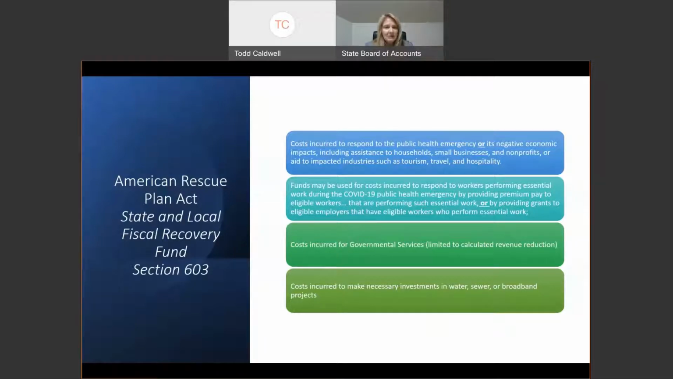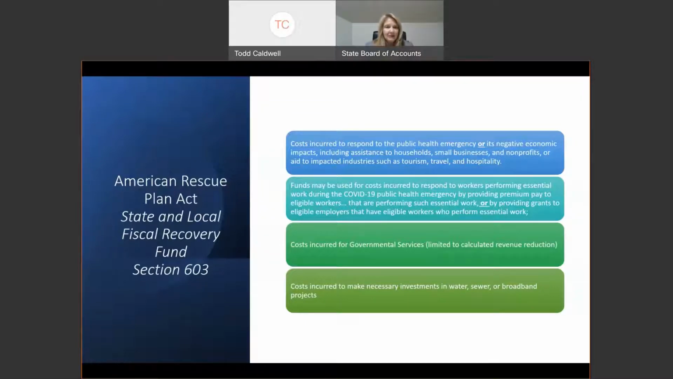The first one is costs incurred to respond to the public health emergency or its negative economic impacts, including assistance to households, small businesses, not-for-profits, or aid to impacted industries. Secondly, funds can be used for costs incurred to respond to workers performing essential work during the COVID-19 public health emergency by providing premium pay to eligible workers that are performing the essential work, or for eligible employers. Thirdly, it can be costs incurred for governmental services, which is limited to the amount of revenue reduction, and we'll talk about that when we get to that category. And then lastly, costs incurred to make necessary investments in water, sewer, or broadband projects.